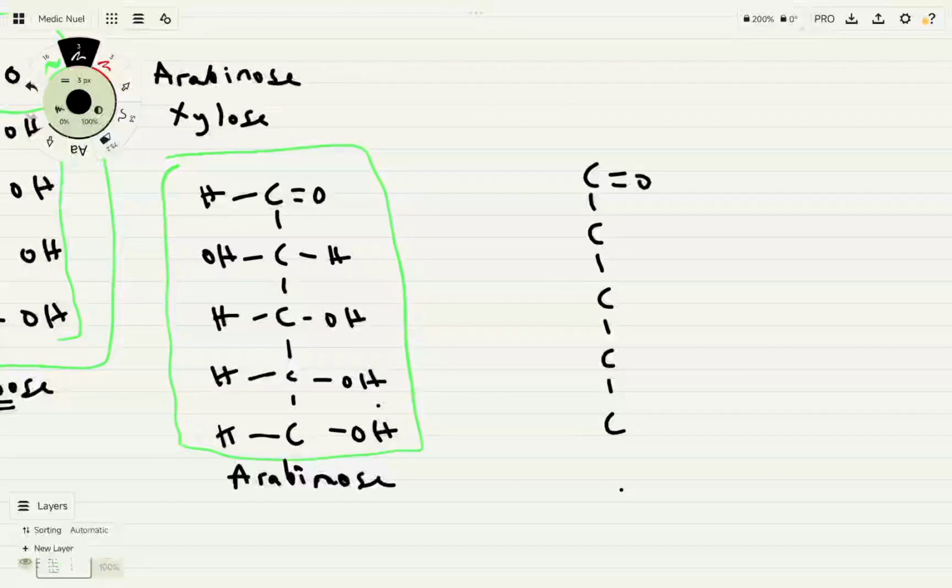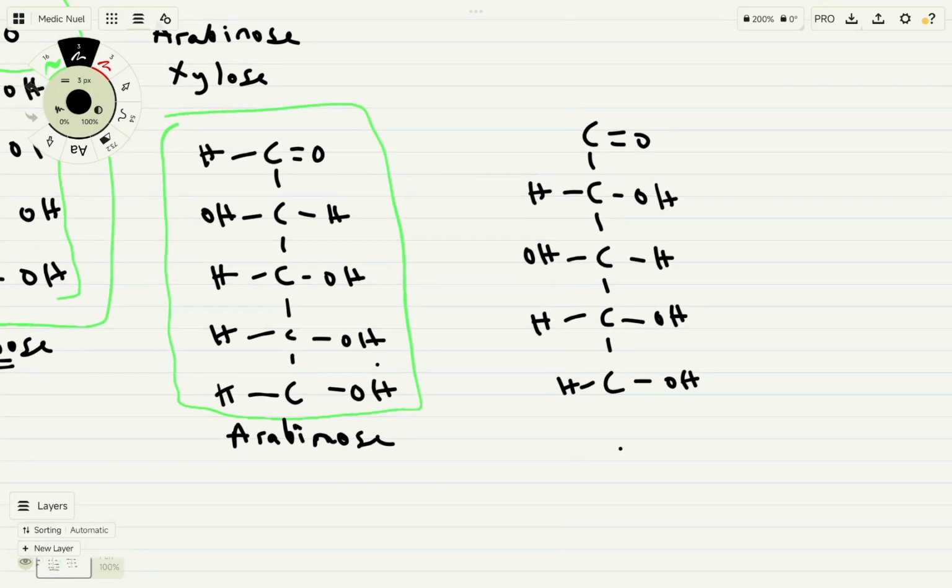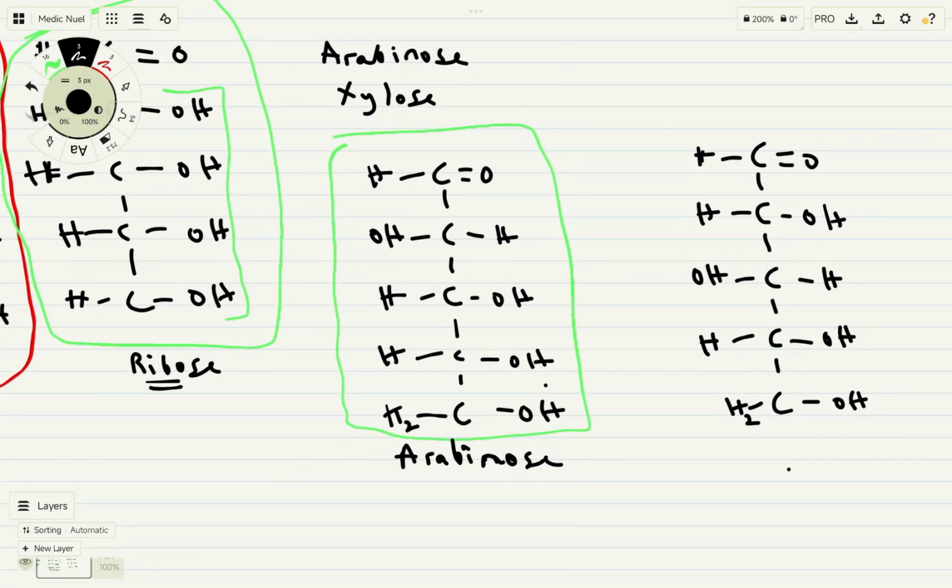So now instead of your H going from the second carbon, it's going to be from the third carbon. So all you have to do is put your OH here for the third carbon, and H, OH, OH, OH. Now there's something I've been mistaken about. I told you guys that carbon has to be bonded to 4 groups. So if we have C here, we have H here, we have OH here, this has to be H2, H2, H2.